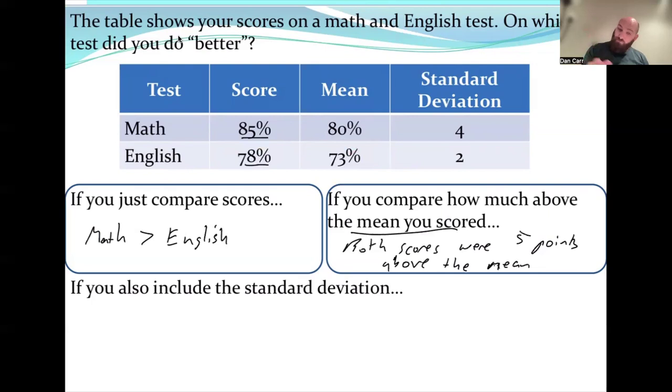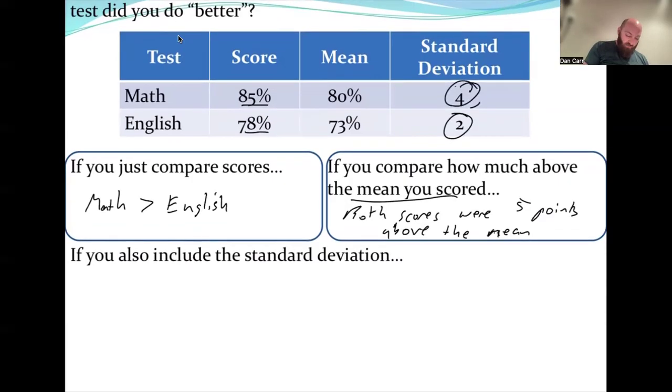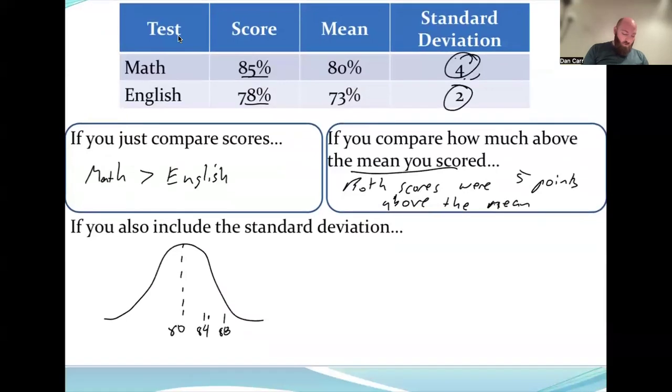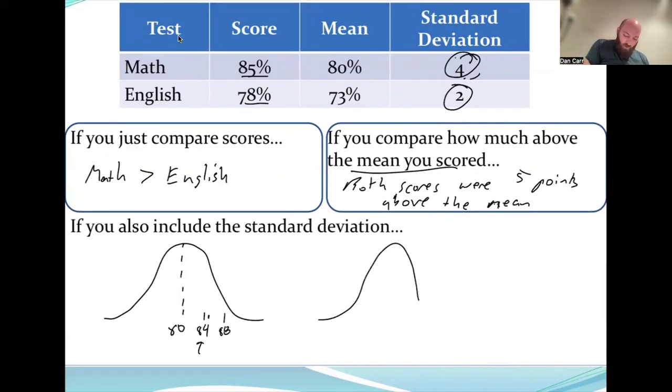But what about the standard deviation? Standard deviation here is 4, and this one's 2. So remember what we're saying with that. For a very brief little curve, this is going to be math. We're at a mean of 80 and a standard deviation of 4. So one standard deviation is 84, the second standard deviation is 88. So where's 85 on that? 85 is just a little bit beyond here. So if you think about the percentages, you are just a little bit above one standard deviation.